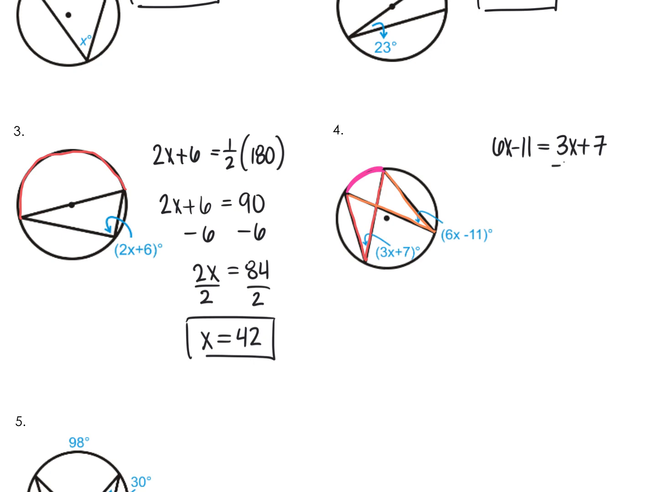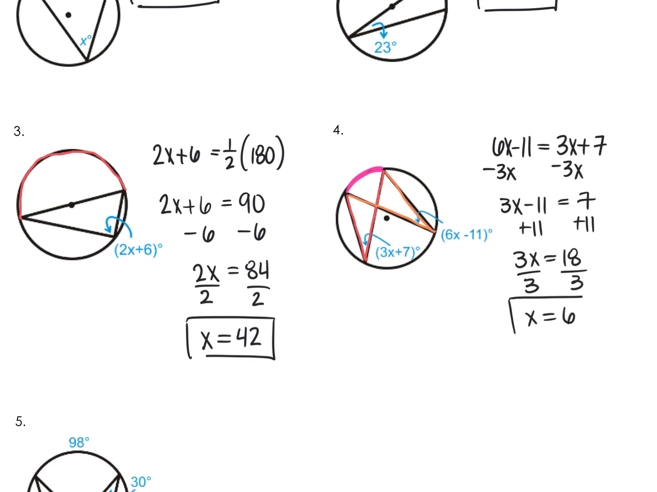So I'm just going to solve for x. So I'm going to subtract 3x. So 3x minus 11 equals 7. Add 11 to both sides. We get 3x equals 18. Divide by 3, and x equals 6.